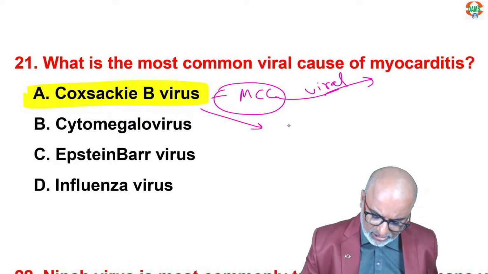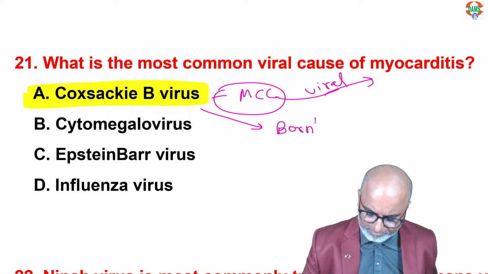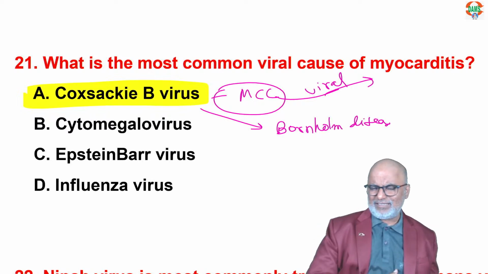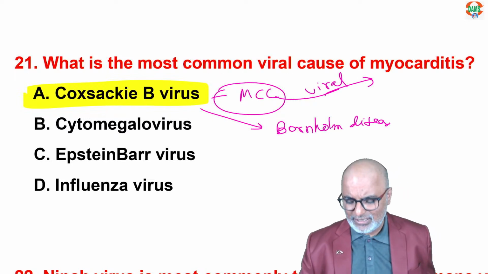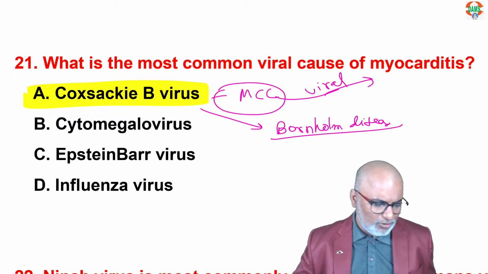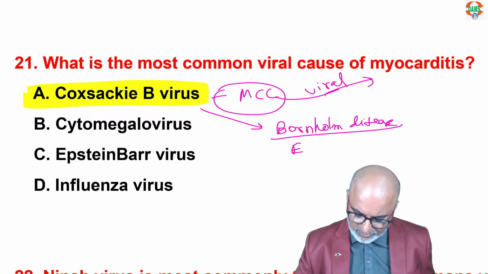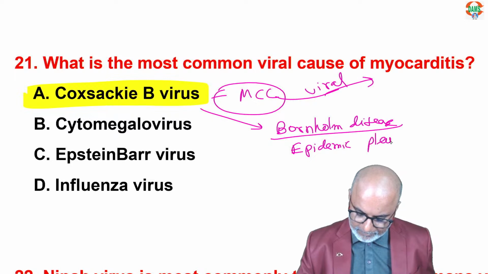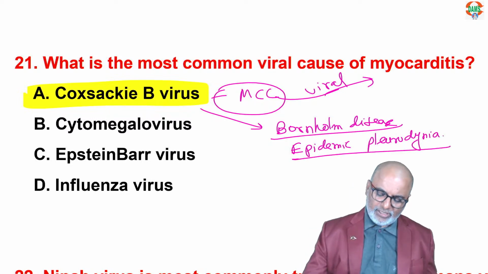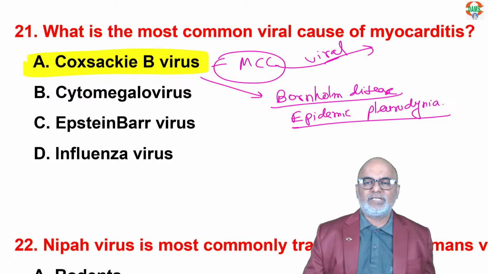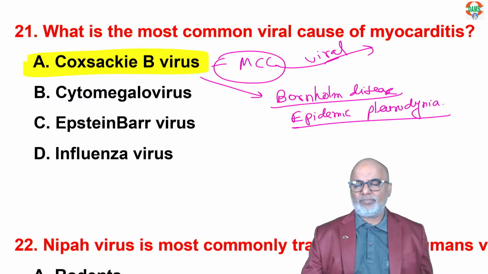It also causes Bornholm disease. Severe pricking chest pain. We call it epidemic pleurodynia, otherwise called Bornholm disease. Bornholm disease, epidemic pleurodynia.